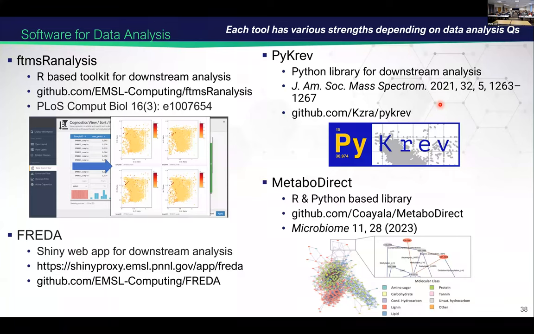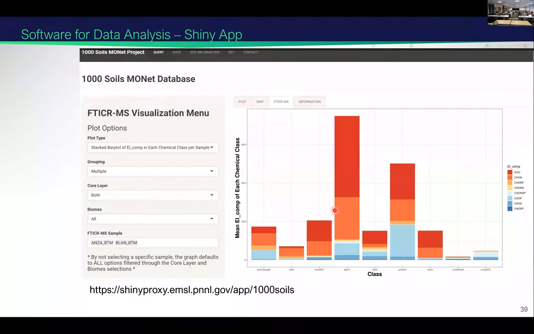There's another tool called PyCrev, which is slightly more recent, and it encompasses a Python-based approach instead of R. It's got slightly different strengths and weaknesses. And then MetaboDirect, which is a combination of R and Python, which also includes some other features. Of course, there's also the Shiny app that we heard about this morning, or in fact, an hour and a half ago. And this has a whole bunch of visualizations. And as Yuri mentioned, in the future, there will be a new MONet data app as well.